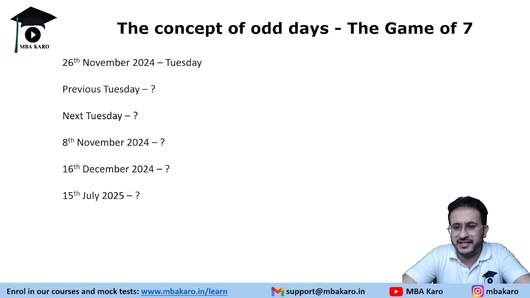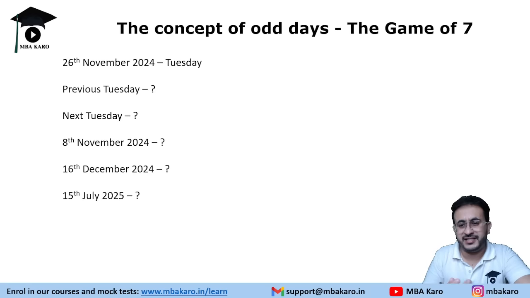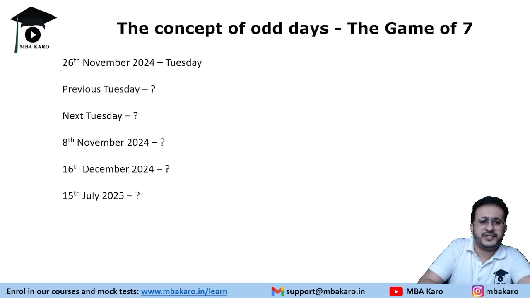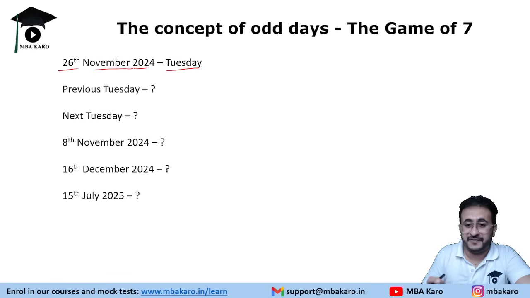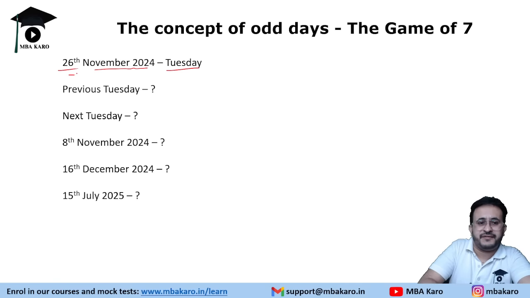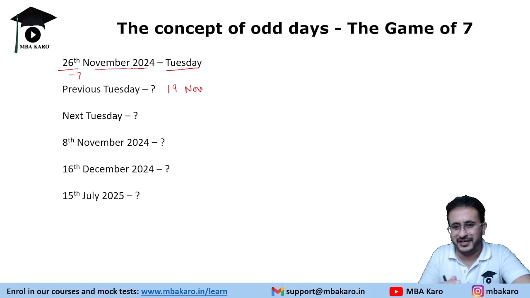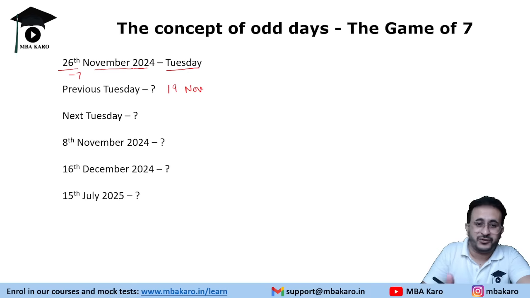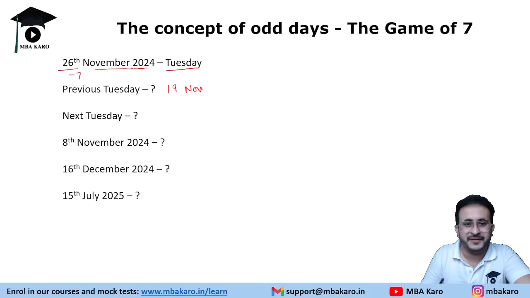There are 7 days in a week: Monday, Tuesday, Wednesday, Thursday, Friday, Saturday, Sunday. So after 7 days, the calendar repeats. For example, today is 26th of November 2024 and it's a Tuesday. If I ask you when was the previous Tuesday, you will say that I will subtract 7 from today's date and tell you that 19 November was a Tuesday, a memorable day for Indian cricket fans. Okay, not so memorable.